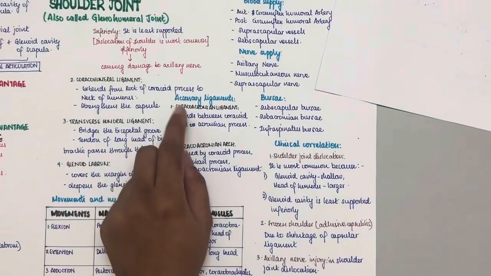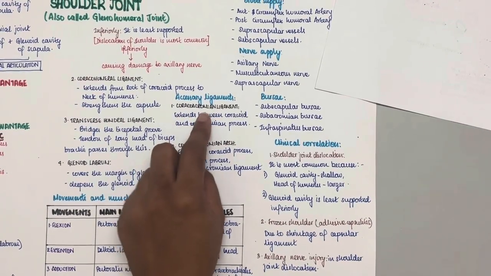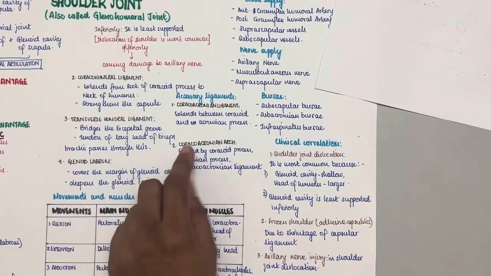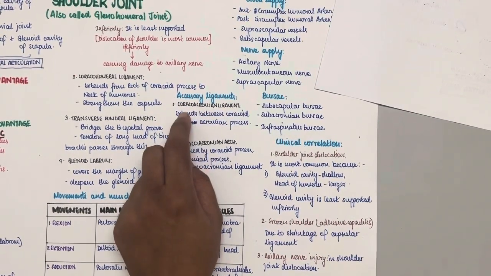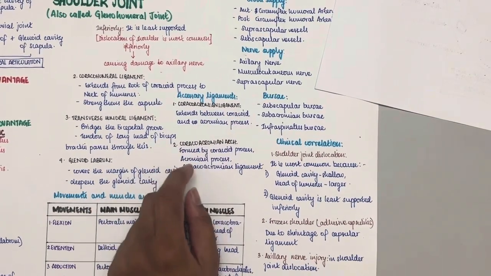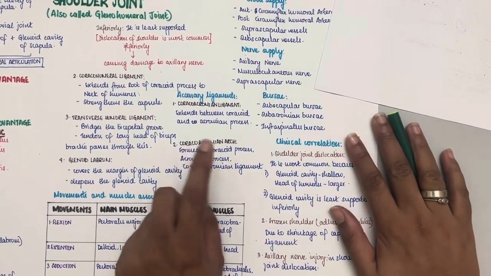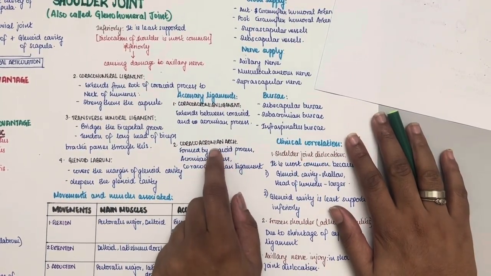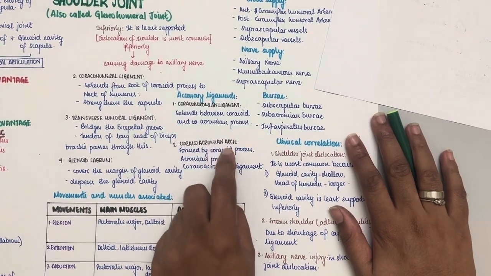Next, let us see about the accessory ligaments. That is, there are two accessory ligaments, that is coracoacromion ligament and coracoacromion arch. So the coracoacromion ligament, the name itself suggests it is between the coracoid process and acromion process of the scapula. Next is the coracoacromion arch. We already said that the coracoacromion arch is formed by three structures, that is coracoid process, coracoacromion ligament and acromion process.